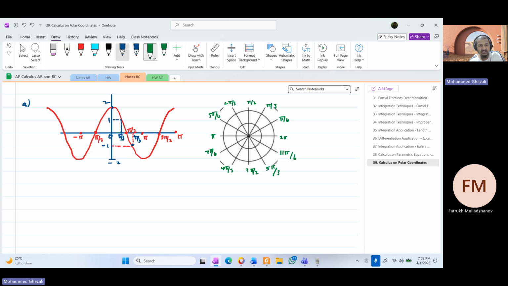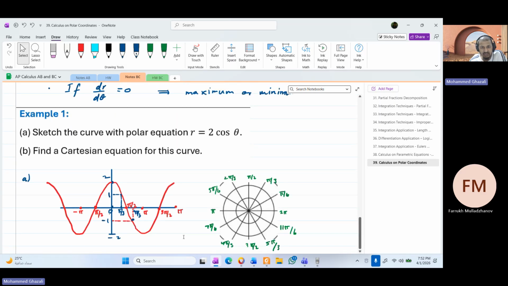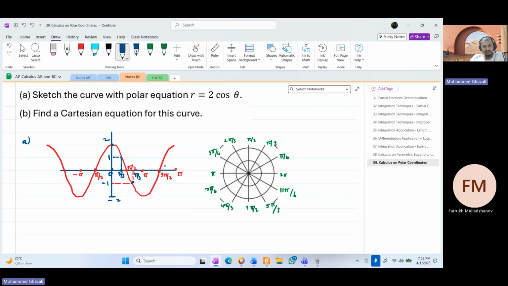Now, let's start from 0. Remember, this is the equation, r equals 2 cos theta. So what I drew here is the function r equals 2 cos theta, right? So this is r, and this is the 2 cos theta function, all right? Theta is on the x-axis. Now we're going to transform this onto a polar coordinate system.